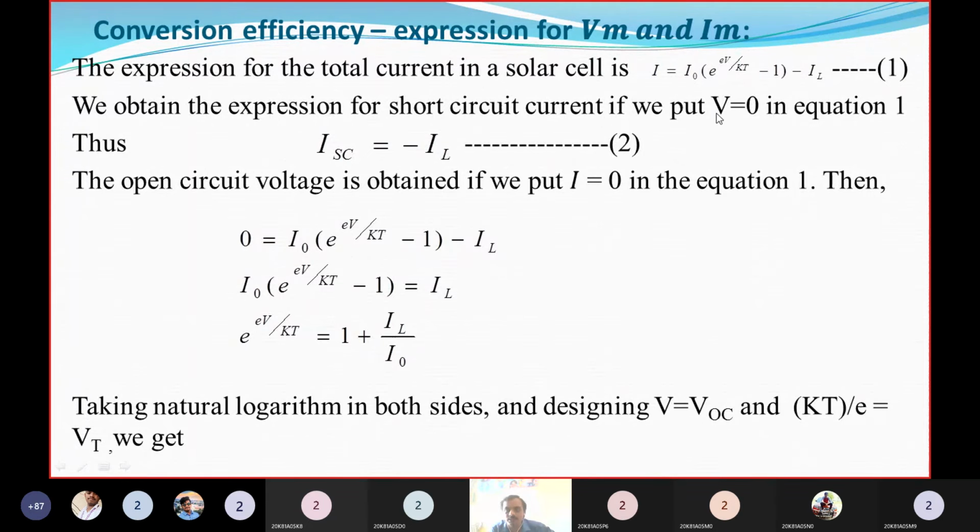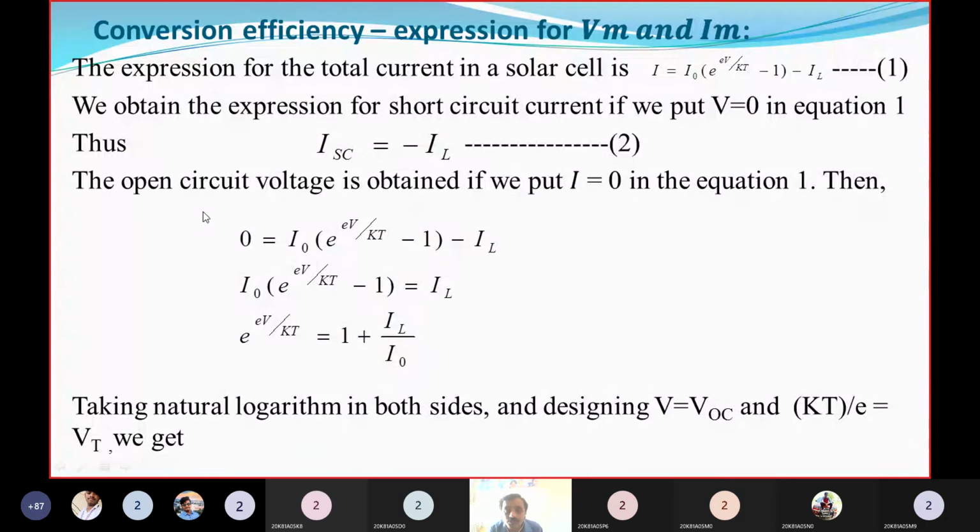If you put V equals 0 in the above equation, then e power 0 is equal to 1, and 1 minus 1 means this total term vanishes and becomes 0. So at V equals 0, the current passing through the diode is the short circuit current. That short circuit current ISC is equal to minus IL.